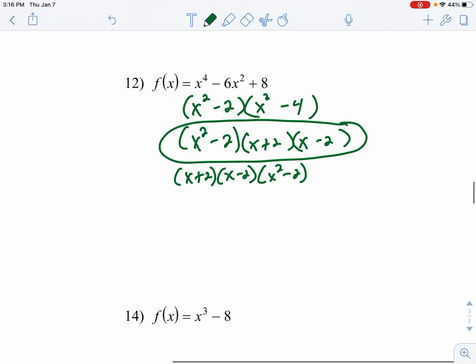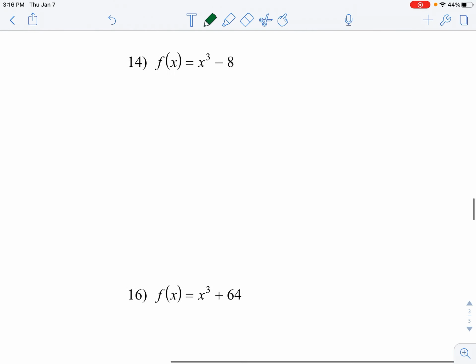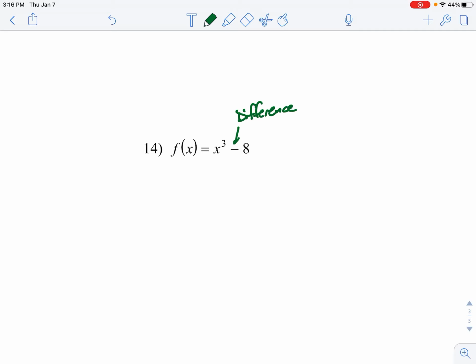All right, 14 and 16 will make us done. Number 14, all right, remember from what I just said a minute ago, a minus sign is what we call a difference. A third power is a cube. And then 8, if I go up here to my little chart, 8 is 2 cubed.